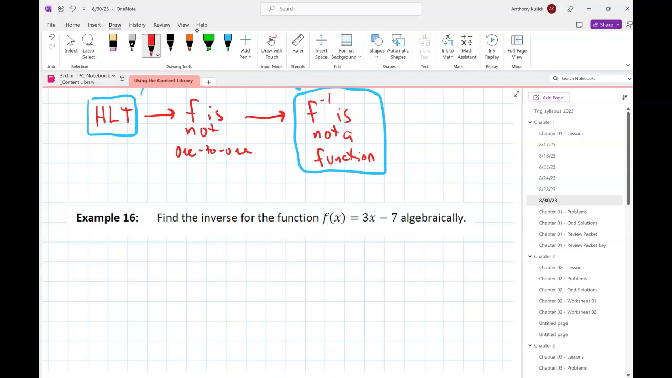All right. So first thing I'm going to do is rewrite my f of x as a y. And now I'm going to rearrange this equation to get x by itself. So this will be the same steps regardless. We rewrite with a y. We rearrange the equation to get the x by itself.